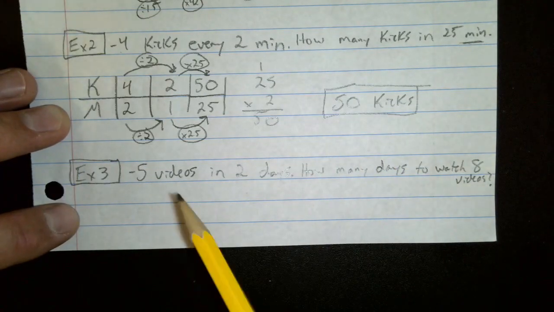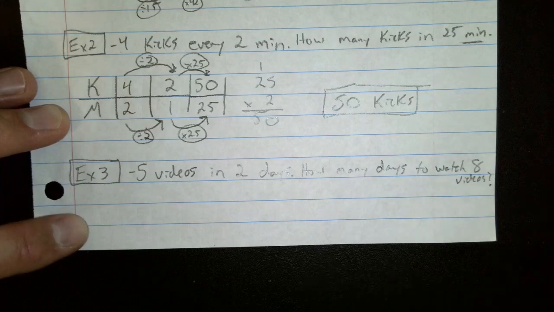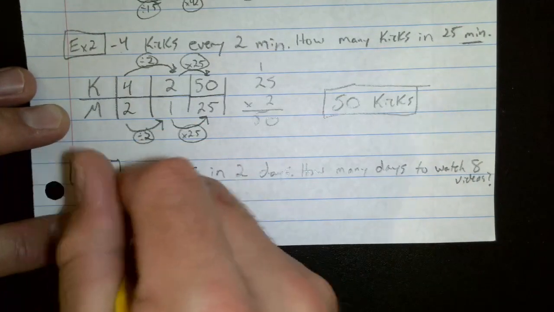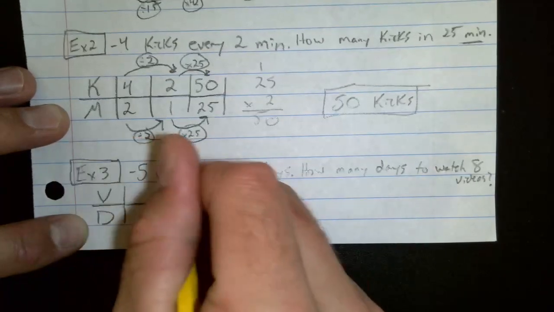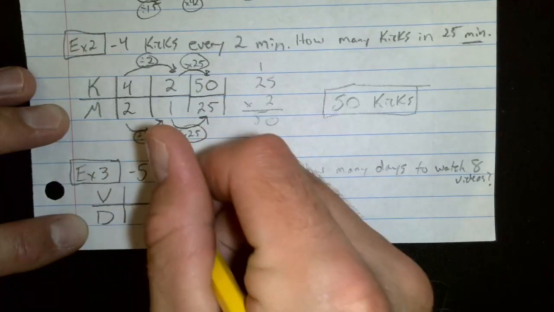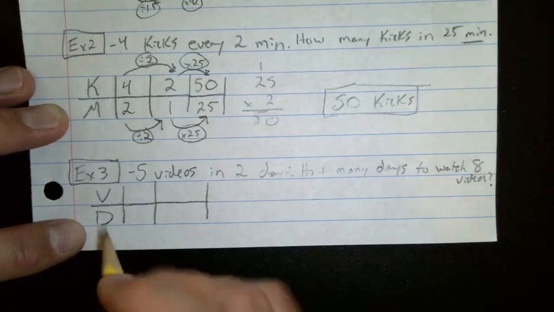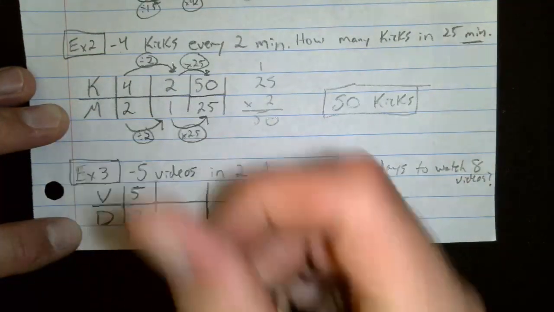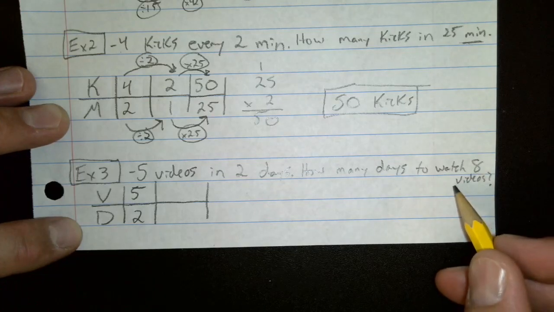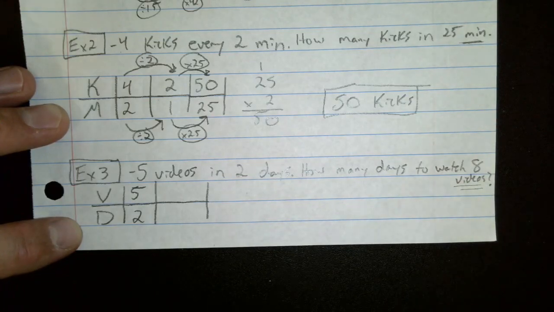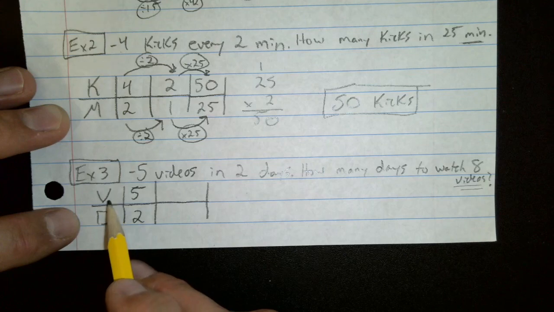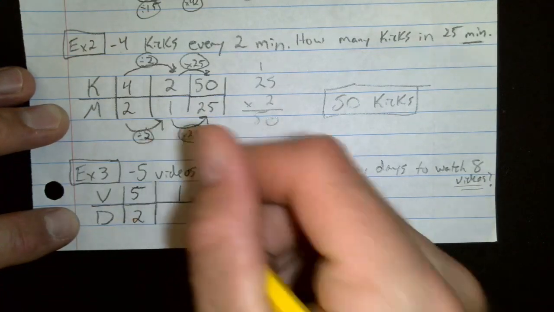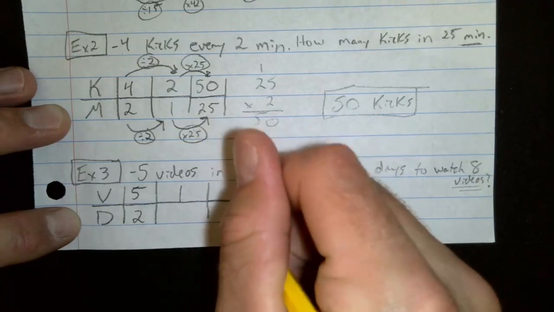Well, step 1 says create your ratio table. So we know we're going to use a V for videos and D for days. And go ahead and plug in the information that you know. So we know that we watch 5 videos in 2 days. And since we're looking at videos here, we're going to find the unit rate of videos. So go ahead and plug in your 1 right there.